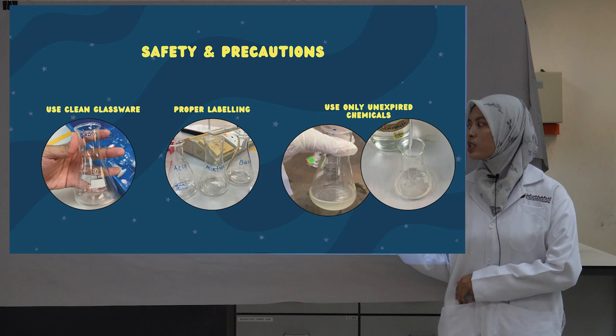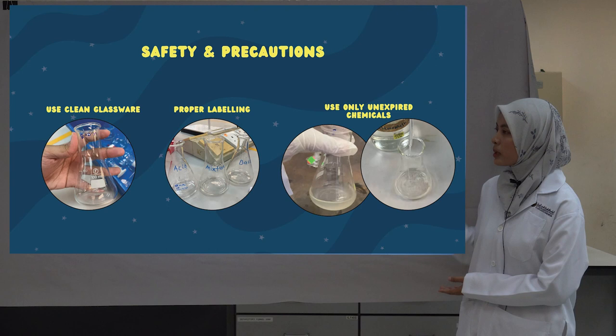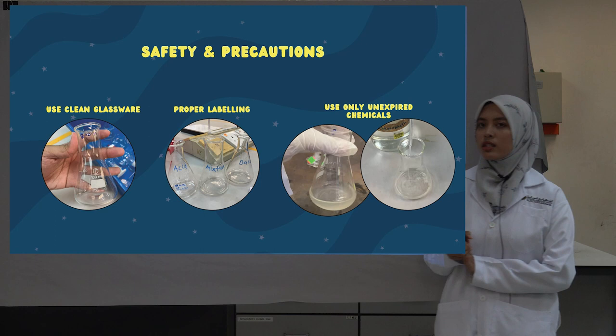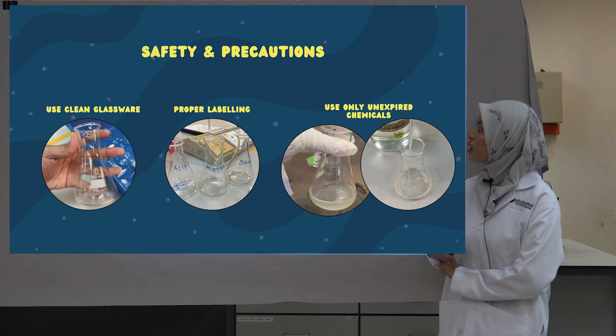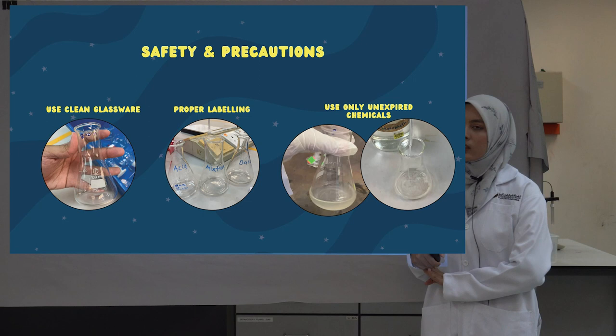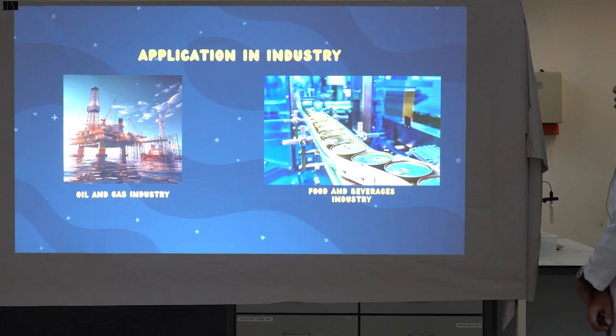And the last one is we need to use only unexpired chemicals, because if we use expired chemicals, it will disturb the accuracy of our results and the composition of the sample will also be changed. So we need to use only unexpired chemicals to ensure the reliability and the safety of our experiment. So the next one is the application in industry.